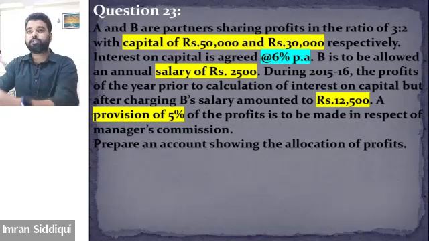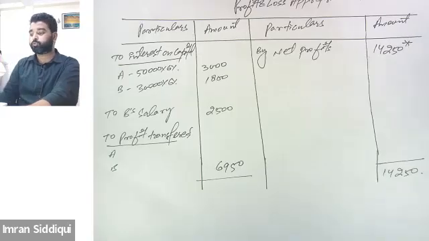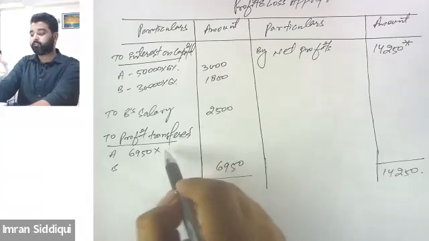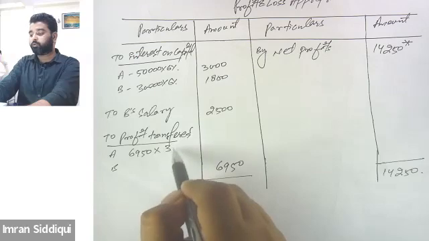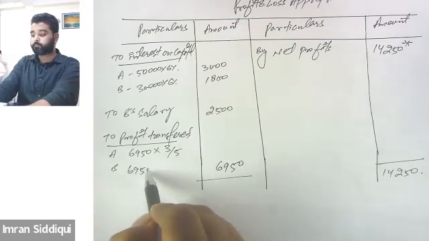Anyone? This profit will be shared among A and B in the ratio of 3:2. This is also given in the question. Ratio of sharing profit is given in the first line. A and B are partners sharing profit in the ratio of 3:2. Therefore, we will distribute this profit in the ratio of 3:2. So out of 6,950, Mr. A will be entitled to claim 3/5 and B will be entitled to claim 2/5.